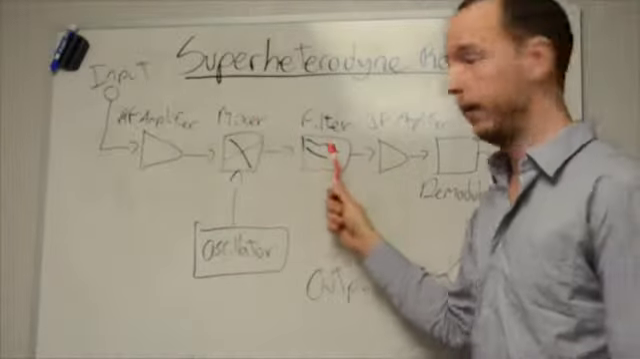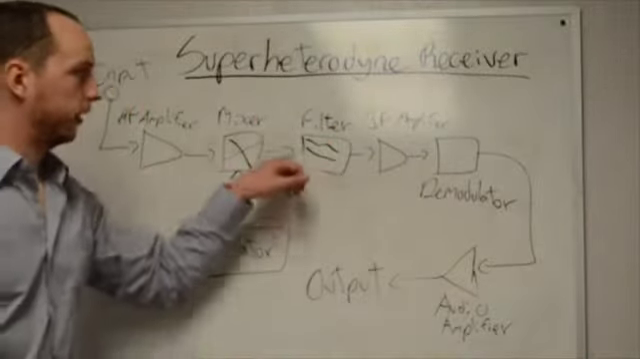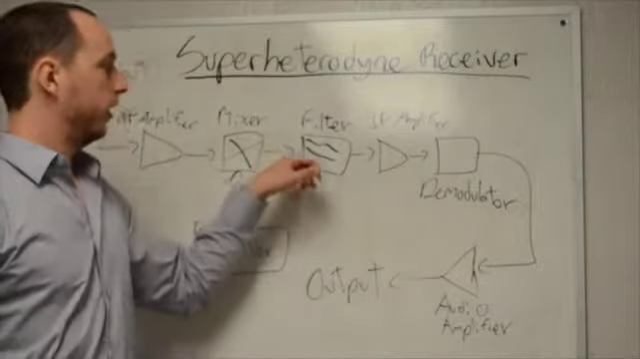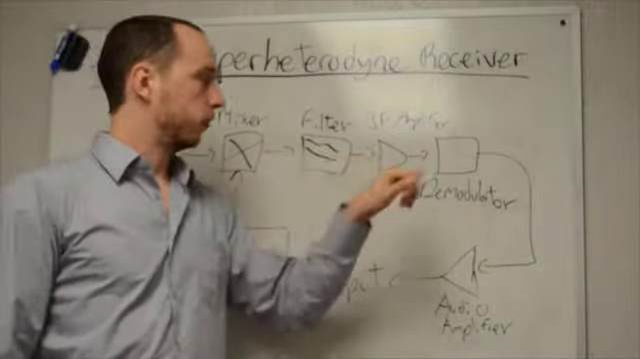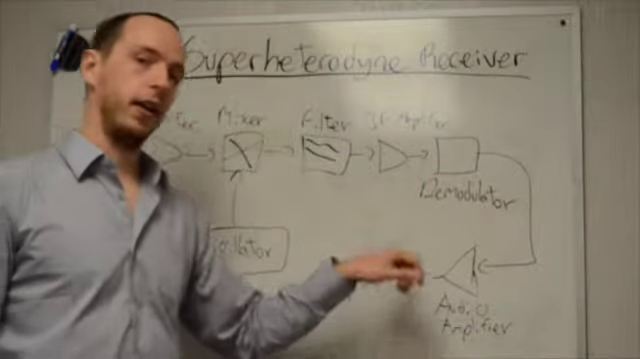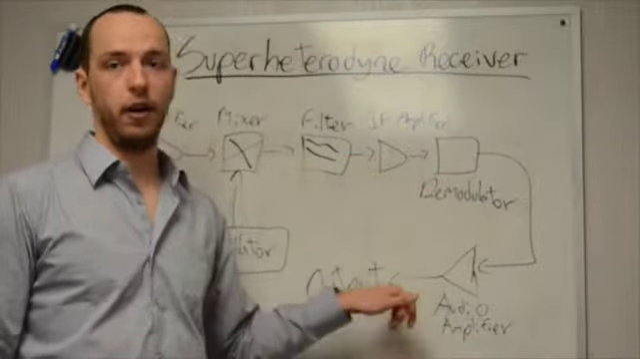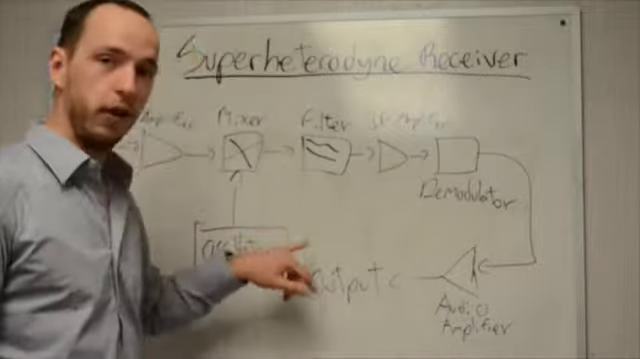After that, the circuit will need to filter the input from the mixer, then amplify, and then it will demodulate, amplify the audio signal, and then we'll be able to listen to the radio wave.